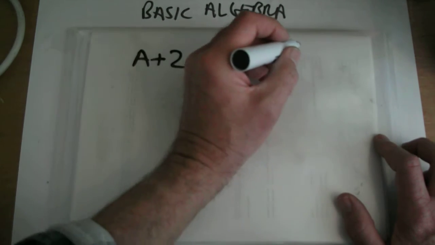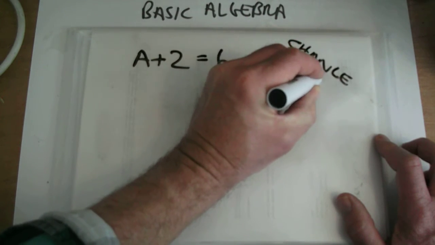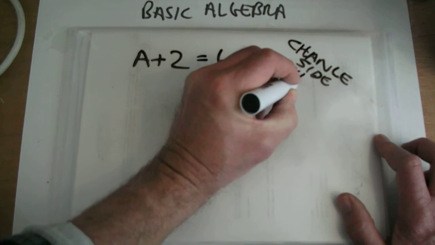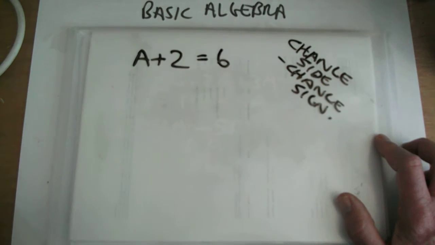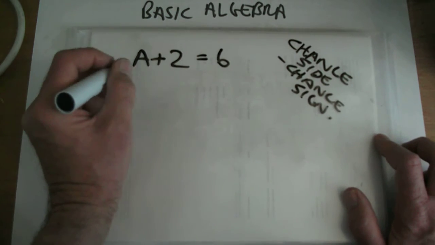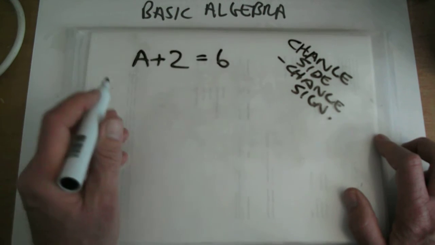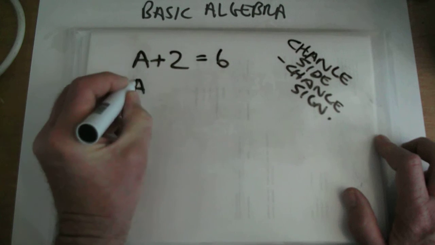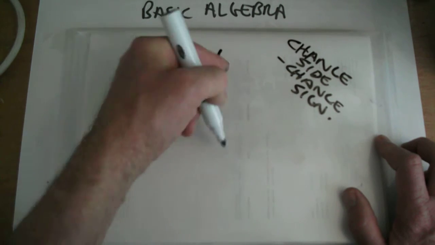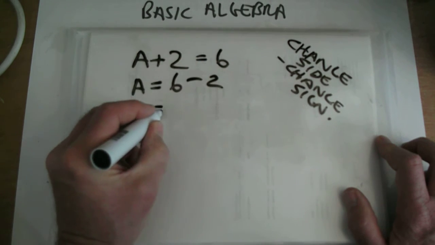The rule you need to remember is change side, change sign. Now there's a little plus in front of there, as we just said, and I want to get this 2 over to the other side. So I have to take it over there, but I have to change this sign to a minus. So it becomes A equals 6, which we've already got, take the 2 over, minus 2, so A becomes 4.